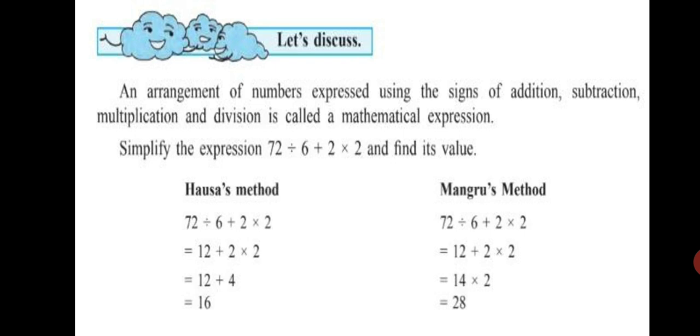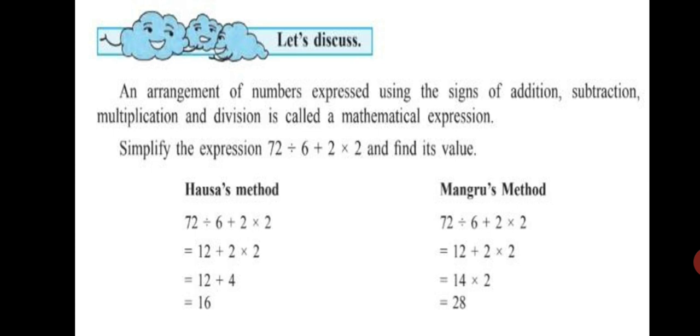Now we move on to the next step. Now multiplication is carried out. Addition and multiplication both are there, so now you can see multiplication is carried out. So 2 into 2 is 4. So 12 plus 4 is your next step, and the final answer is 12 plus 4, 16. This method is done by Hausa. In Hausa's method, you get the answer 16.